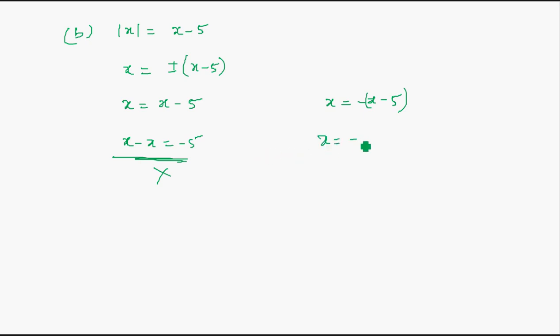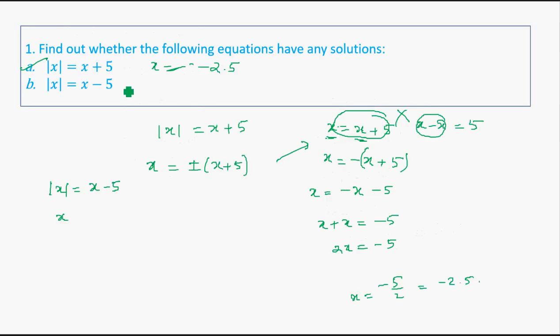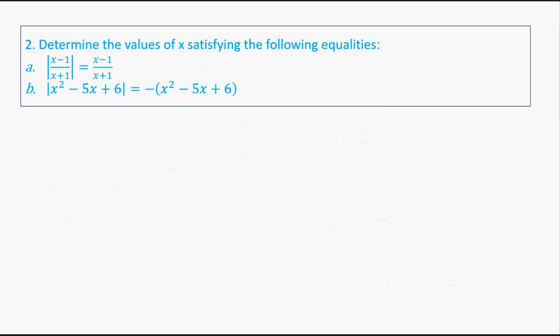And here we will take x equal to minus x plus 5, right? Minus of minus 5 is plus. So minus x, when I send it to the left hand side, it will become positive. So x plus x is equal to 5. Now we have 2x is equal to 5. So x will be equal to 5 by 2, which is equal to 2.5. So the second one we got x is equal to 2.5.